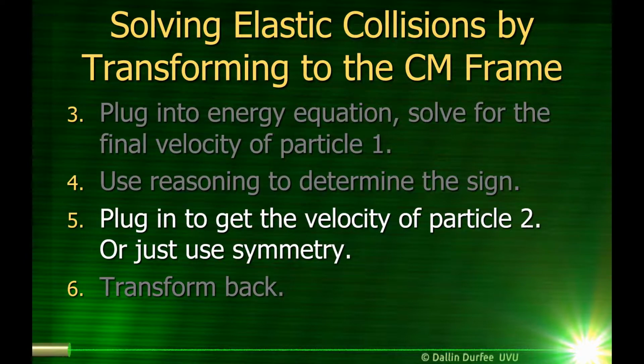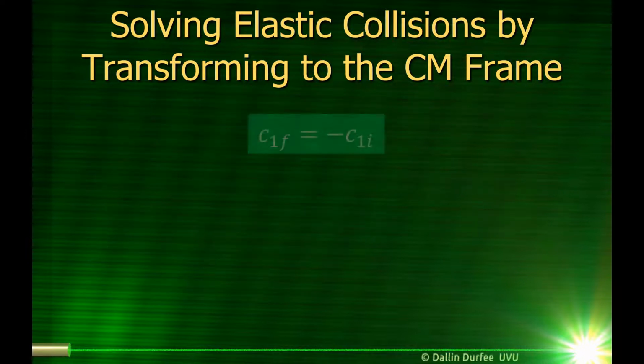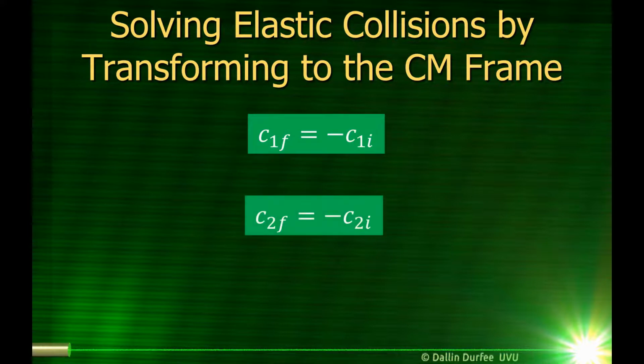All right, then you can plug things in to get the velocity of particle 2, or we can just use symmetry. Once again, there's nothing special about calling one particle particle 1 and the other one particle 2. So we can just intuitively say the final velocity of particle 2 must be negative its initial velocity. And so there you go. In the center of mass frame, the final velocity of each particle is just negative the initial velocity. The particles fly in and then they fly out in the exact opposite direction with the same speed.